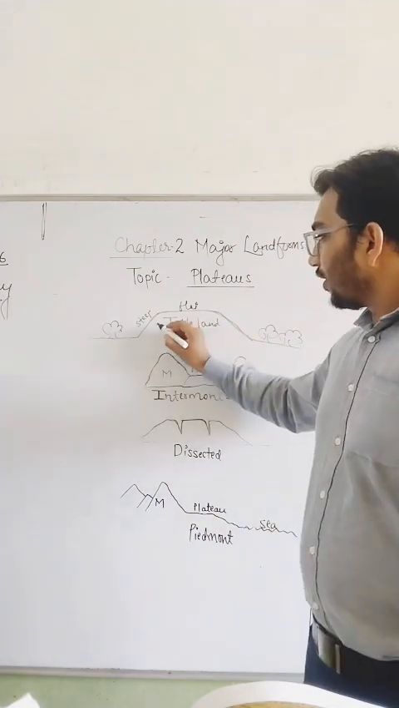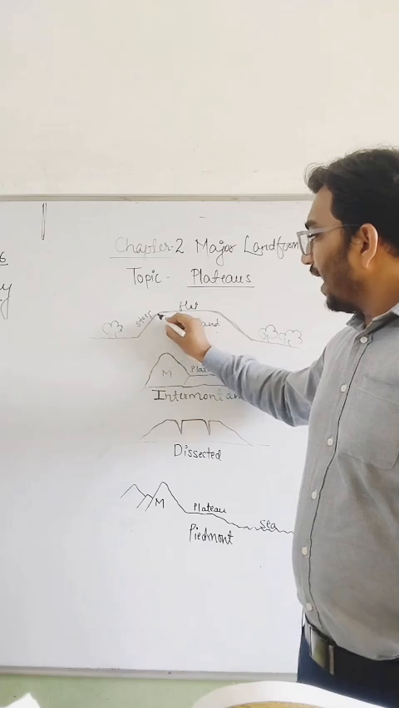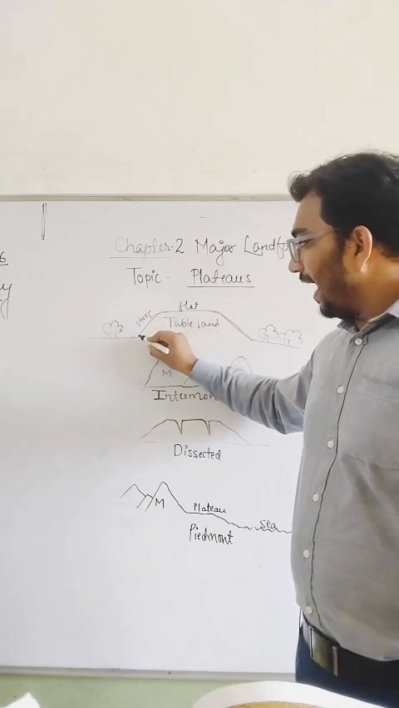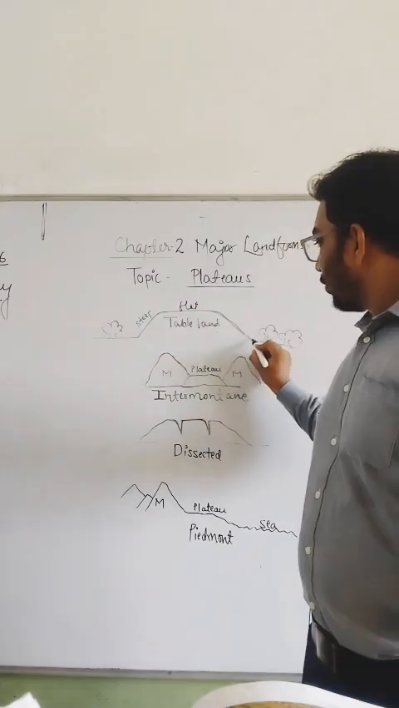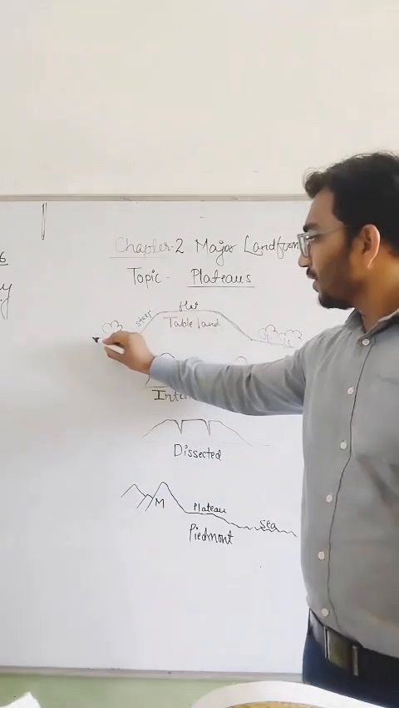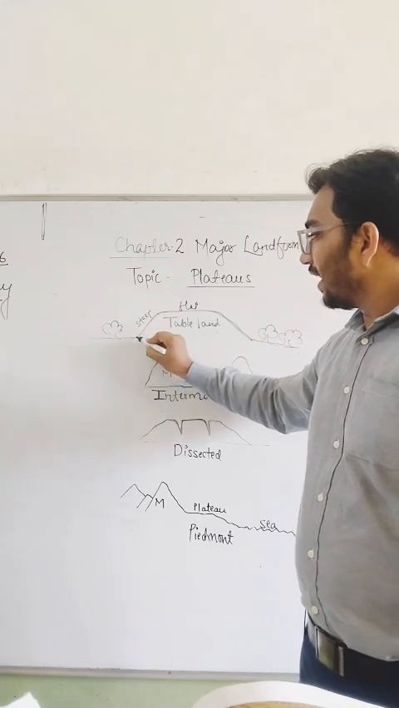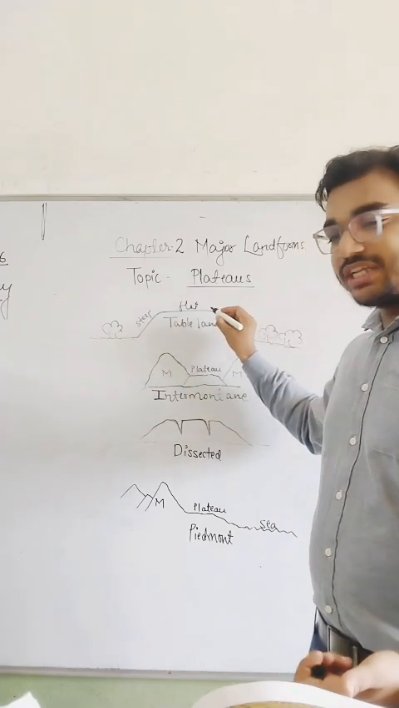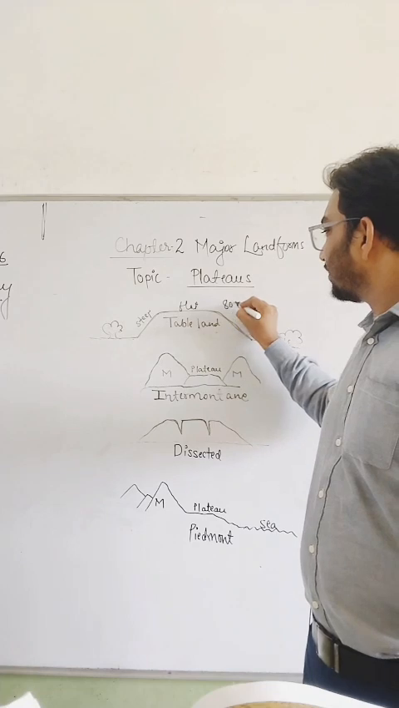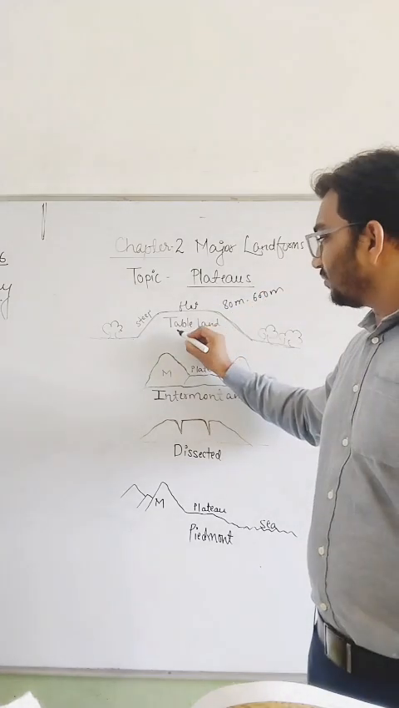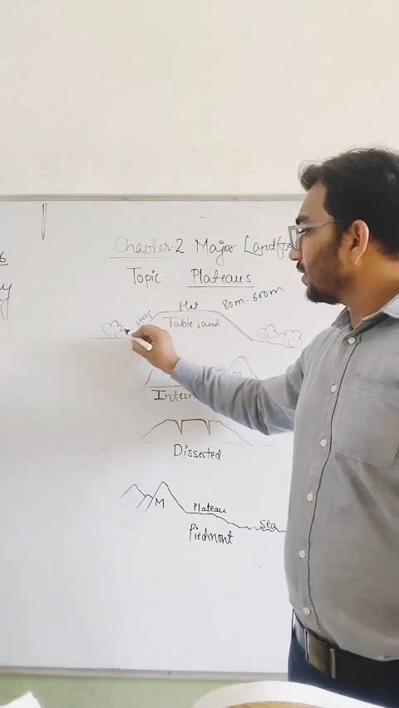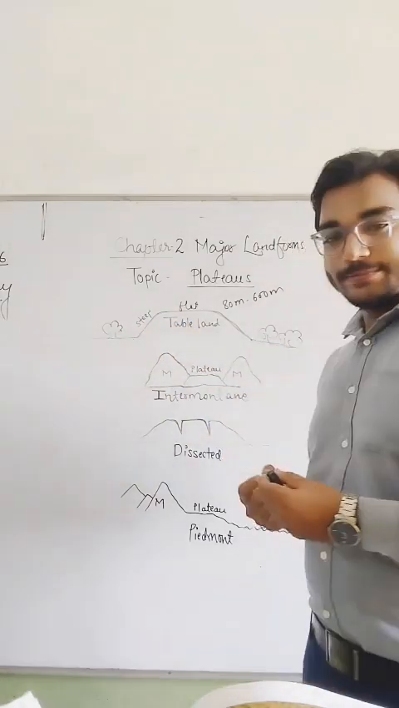You can also see this plateau has elevation and it is elevated relative to the surrounding plains. That means the plateau is at an elevation. This elevation can range from 80 meters to 600 meters and it seems to rise from the surrounding plain.